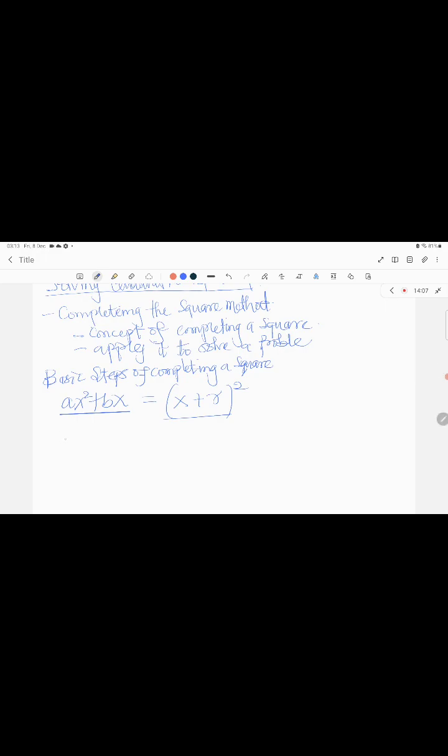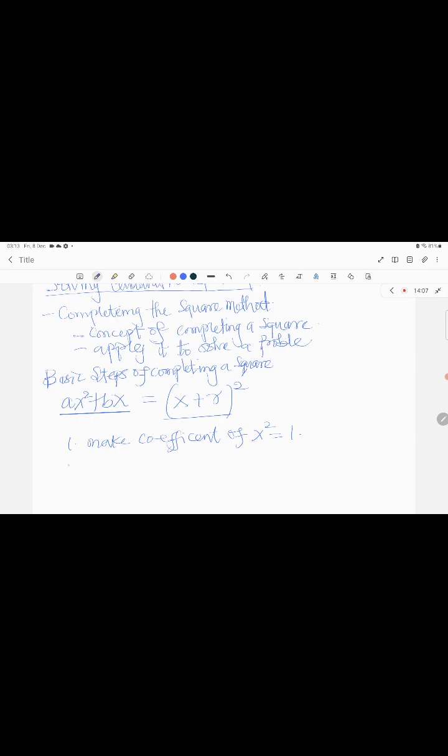Step number one, we make the coefficient of x squared equal to 1. In this case, we have to find means to divide this by a. We divide through that expression by a.